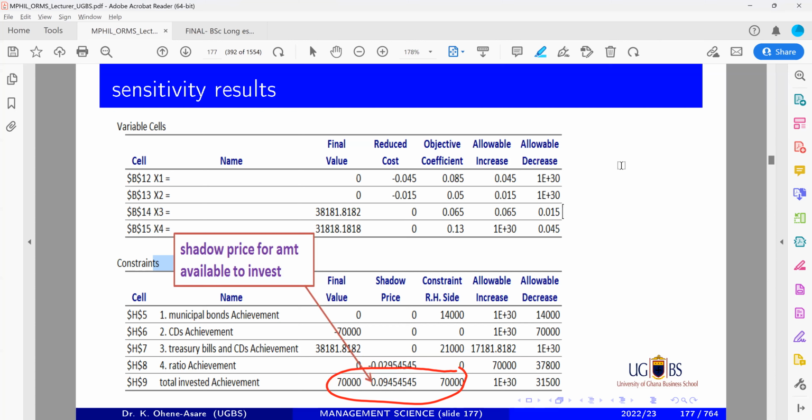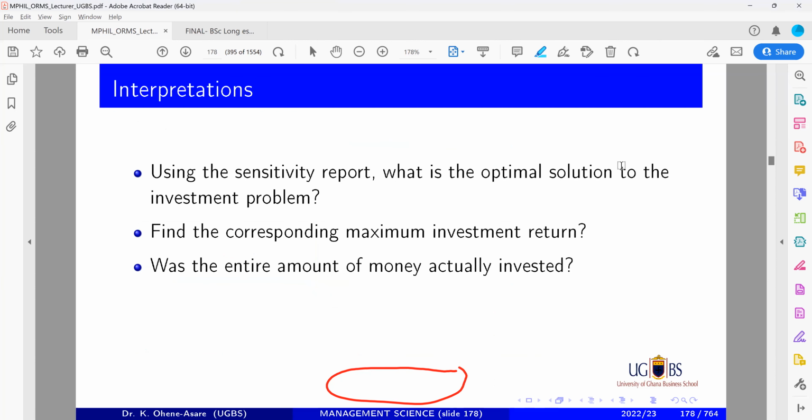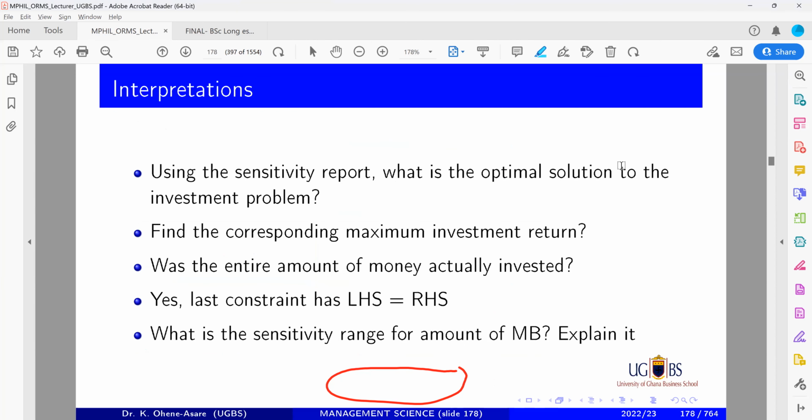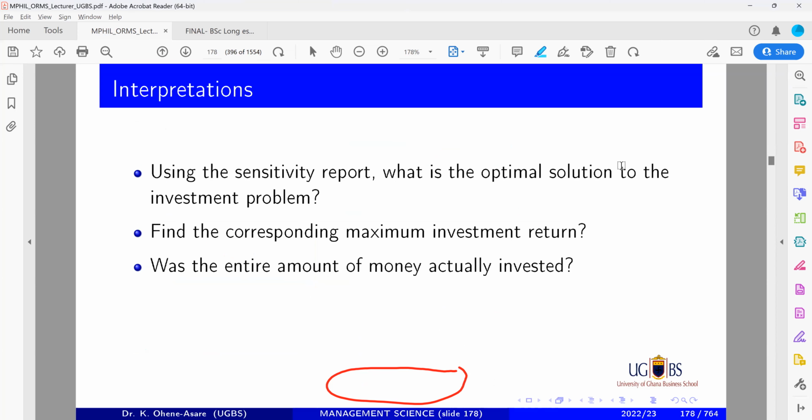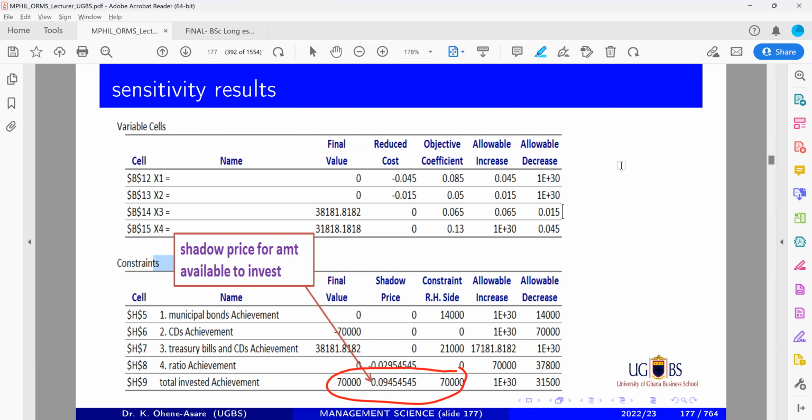Next question. What is the sensitivity range for the amount of municipal bonds? Let's go back there and look at the solution, the sensitivity result. What is the sensitivity range for the amount of municipal bonds? Who can tell us? You must have calculated this, and you just have to tell us how you calculated it.